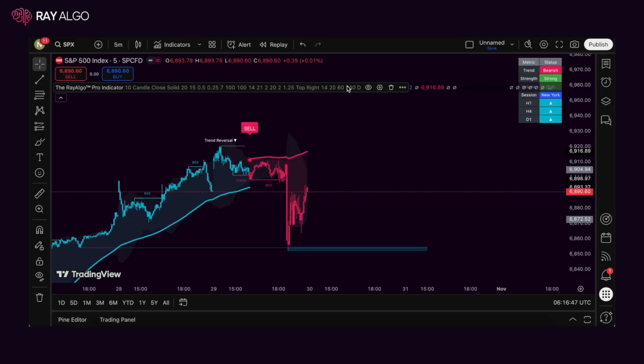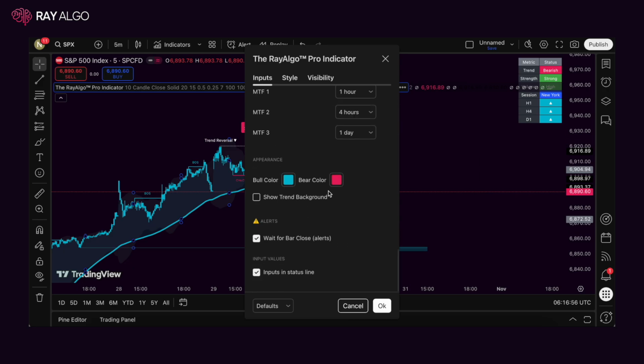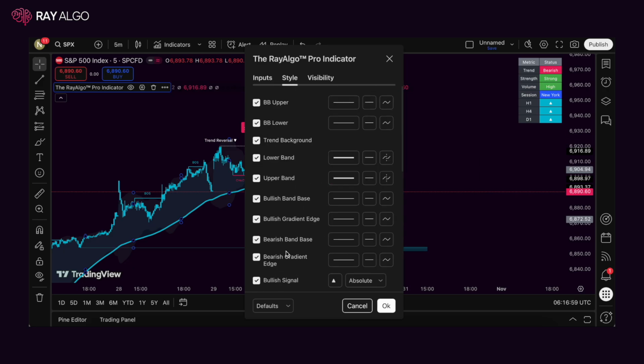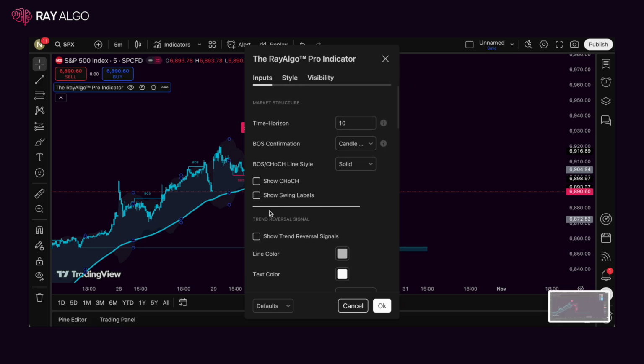Now let's explore how to customize RayAlgo's market structure settings to align with your trading style. To access these settings, click the gear icon next to the RayAlgo label on your chart. This section controls the core algorithm that identifies swing points, defines the trend, and plots the market structure blueprint. Show swing labels: this setting toggles the visibility of the market structure labels that appear on confirmed swing points.